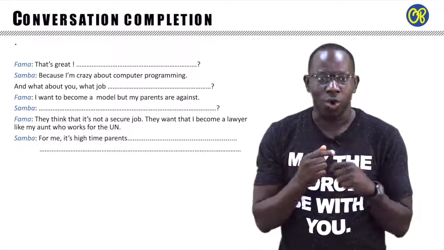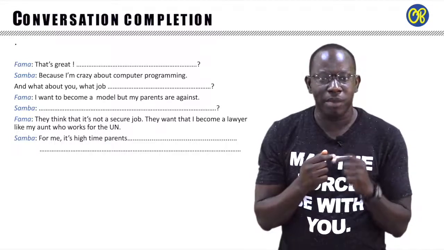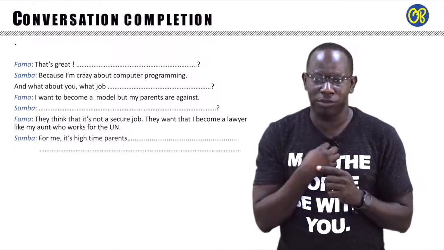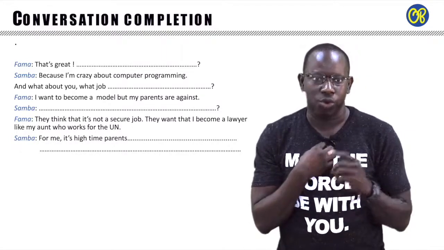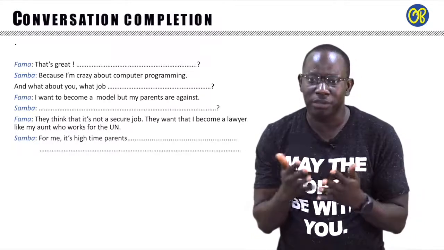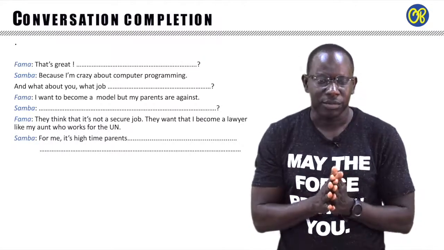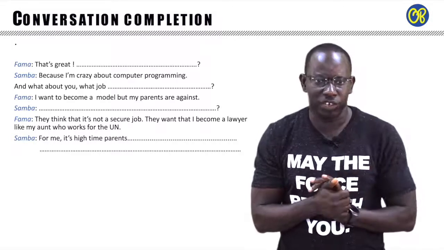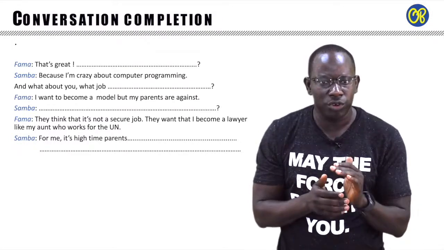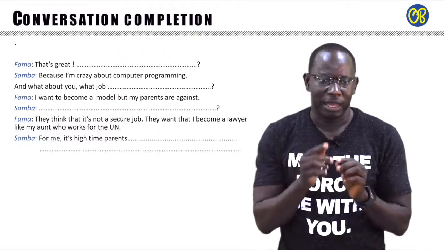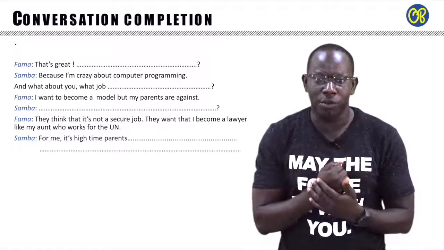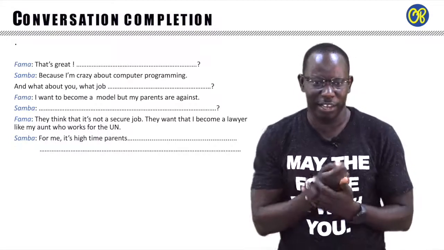So ask yourself, what did Farmer say for Samba to answer, I'm crazy about computer programming? So why do you want to become a computer science engineer? Now look at Samba's questions for Farmer. He said, and what about you? What job? Farmer says, I want to become a model, but my parents are against.